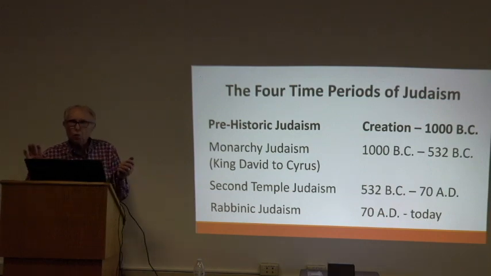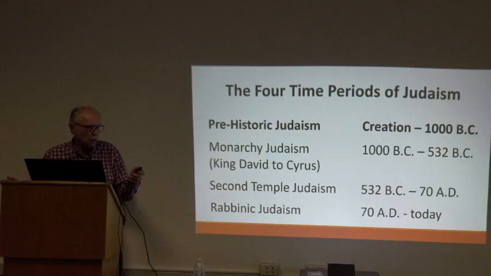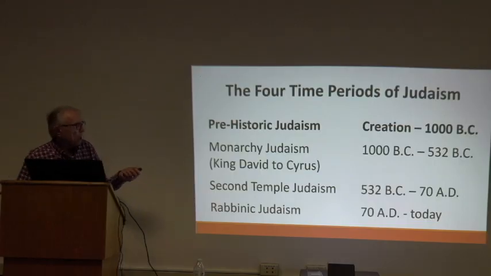So those are the 4 time periods, but they're very different from each other in their historical accuracy, because we have very little historical information about prehistoric Judaism. We have a whole lot about the kings of Israel and the prophets. And then we have actually very little about Second Temple Judaism.